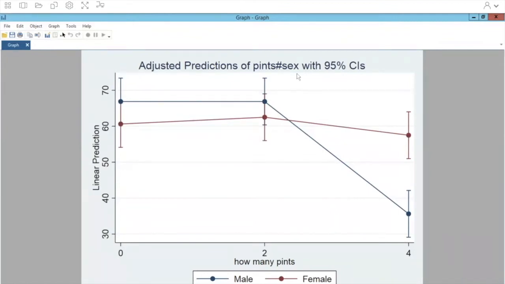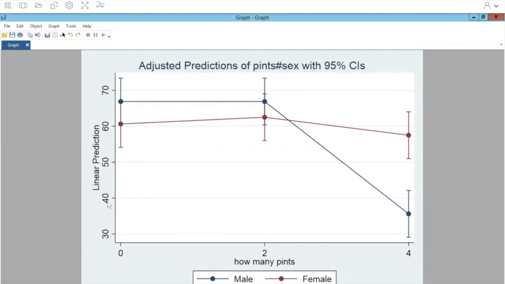Right, so for this figure, we have on the x-axis number of pints. So people who had 0, 2, and 4 pints. And then represented by the blue line are males and the red line are females. And then finally, the y-axis is the average attractiveness rating.